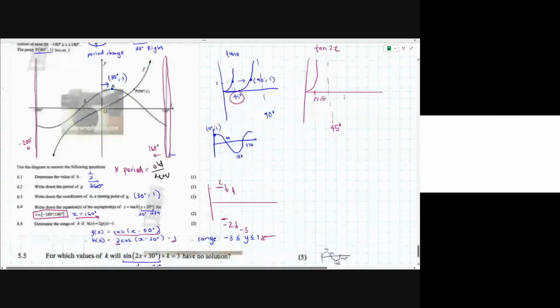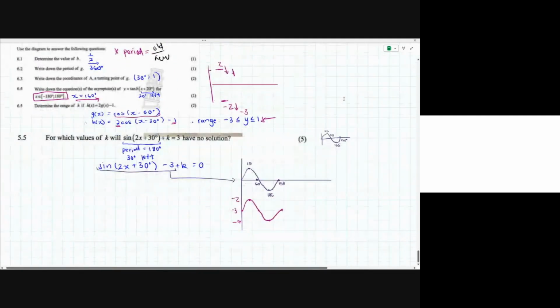All right, so 5.5, just for those of you, it says for which values of k will sine 2x plus 30 plus k equals 3 have no solution. So what I've done is I know that k and 3 are both constants, so it implies a shift up or down. So I've grouped them together. And then I've just analyzed the 2x means a period change. It's squished. And the plus 30 means 30 degrees to the left. This is me just trying to sketch all of this stuff.